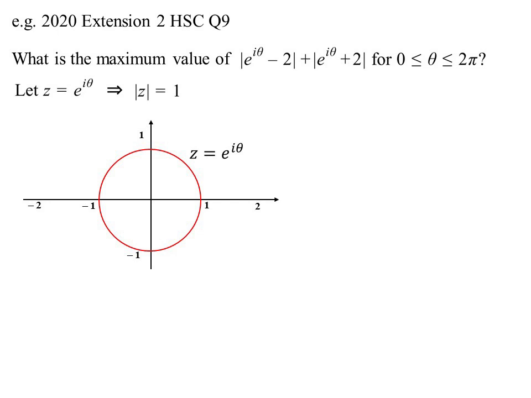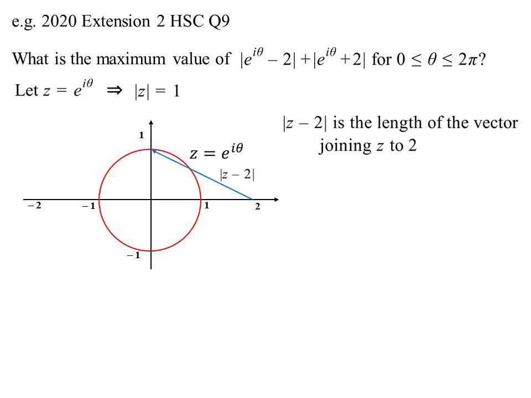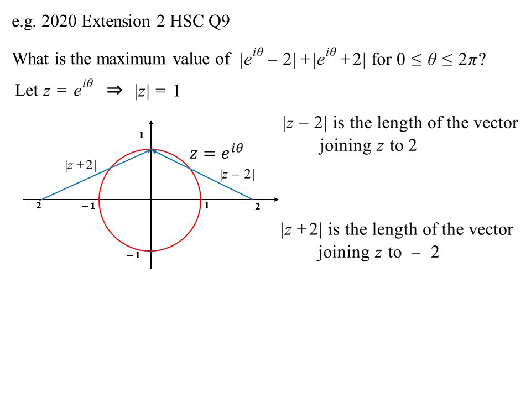Now what do these expressions become? Well, the modulus of z minus 2 I know is the length of the vector that joins z to 2, head minus tail. I've just randomly put z, actually it's not that random to be honest, I've deliberately put it there, but there is one possible place for z. I've joined it up to 2. Z plus 2, the modulus of that, would be the length of the vector joining that same z, because they're going to the same point, but now to negative 2.